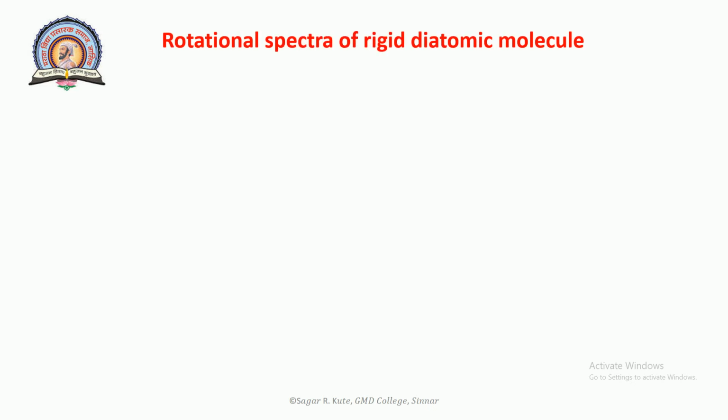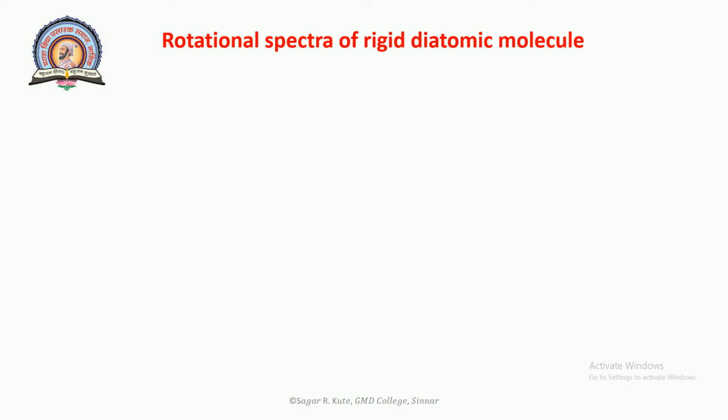Now the next topic is rotational spectra of a rigid diatomic molecule. A diatomic molecule may be considered as a rigid rotor consisting of atomic masses m1 and m2 connected by a rigid bond of length r. Consider the rotation of this rigid rotor about an axis perpendicular to the molecular axis and passing through the center of gravity.